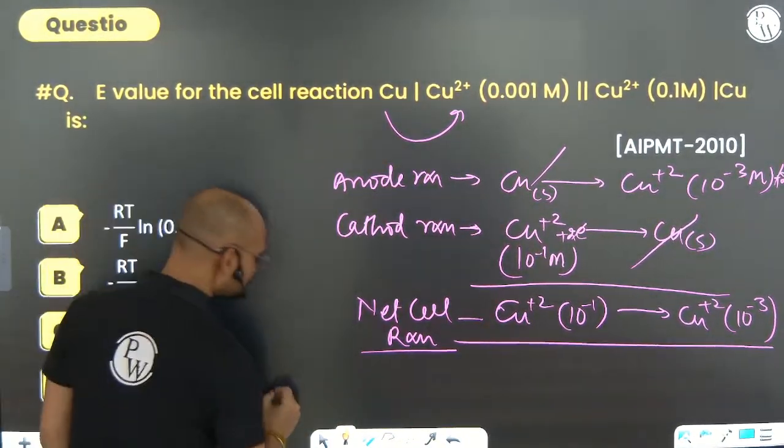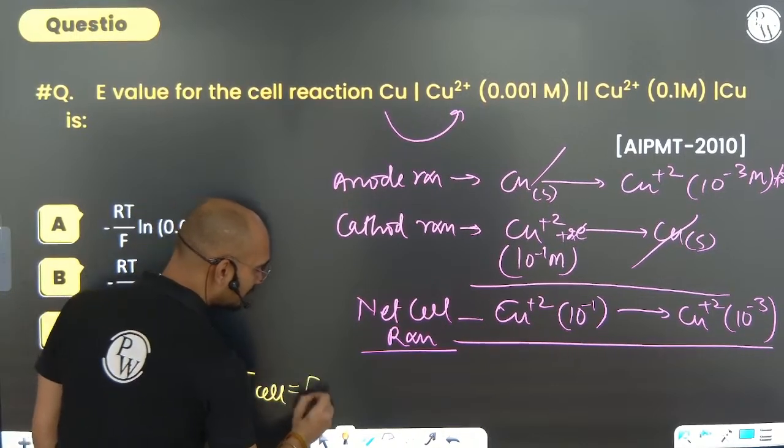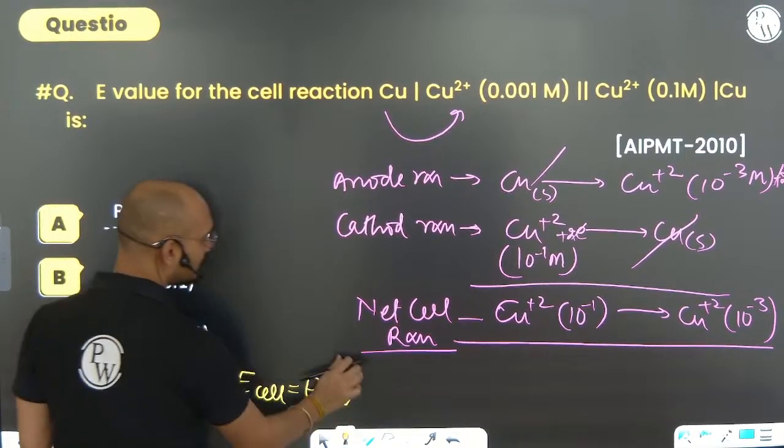Yes, we can do it. What is the Nernst cell equation? E cell equals E naught cell minus... E naught cell ki value always remember.